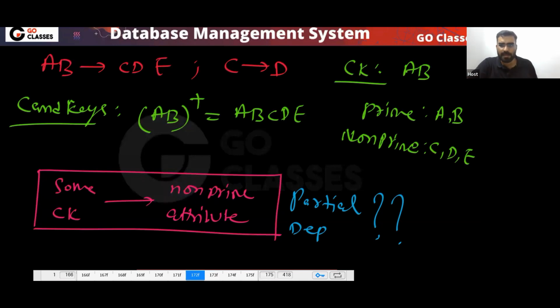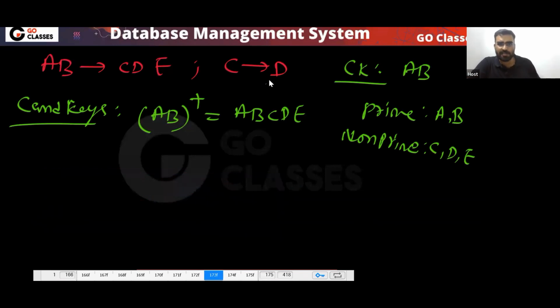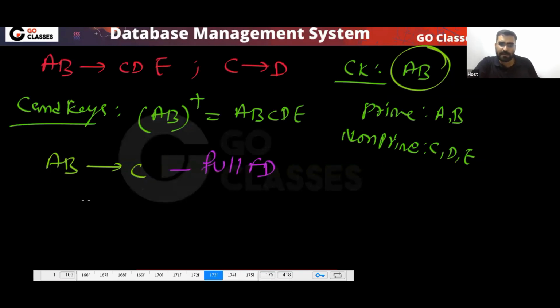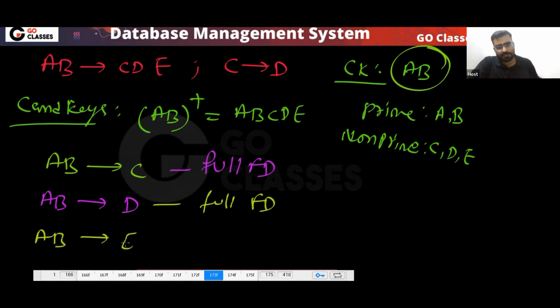Let's check. AB is the only candidate key. So check AB goes to C. Is this partial? Can you remove something? This is full FD. What about AB determining D? Can you remove something? This is also full FD. AB determining E is also full FD.